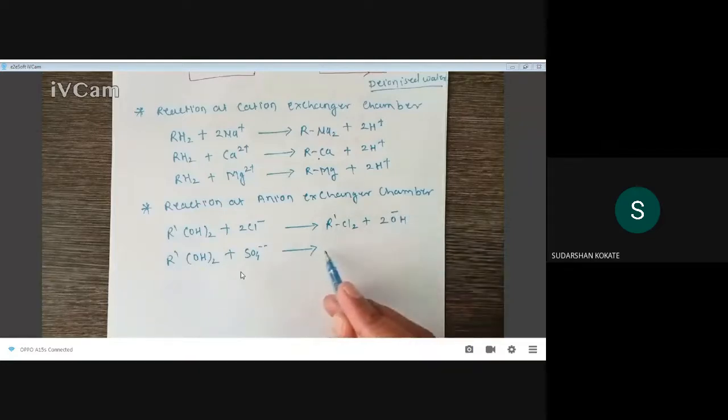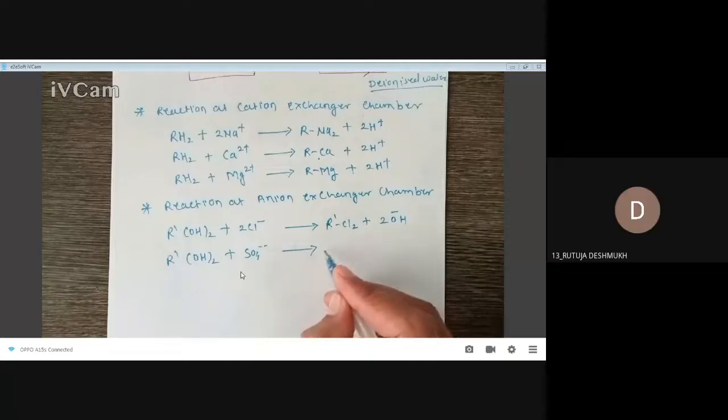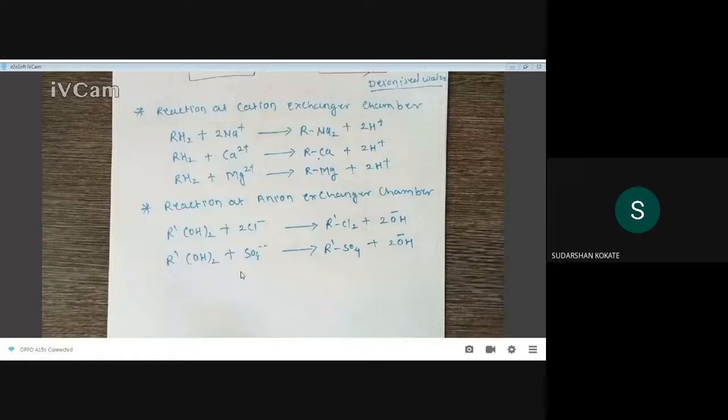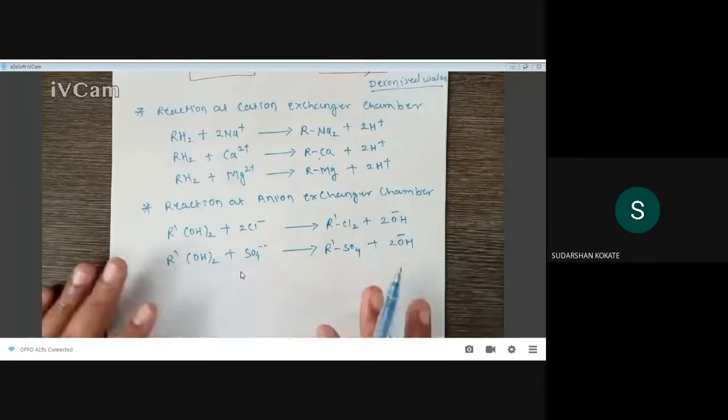And in this case, R-SO4 plus twice OH minus. Yes, very good. R-SO4 plus twice OH minus ion. In short, your water becomes again free from what? Cations as well as what? Anions, right? But what happened?